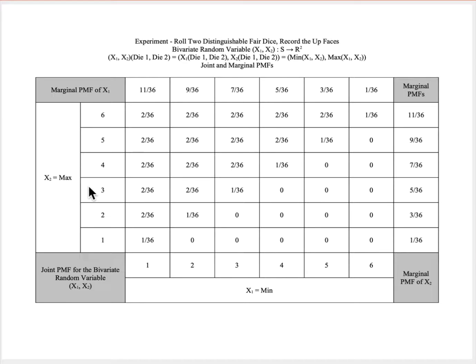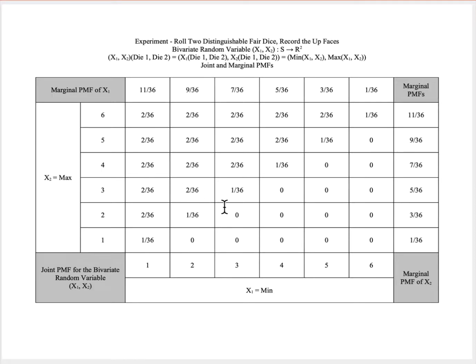We continue on. We want to find the conditional PMF of x1 given that x2 is equal to 3. And so now we're focusing on this row. Okay, we see that there are three positive values taken on by the joint PMF. And so when x2 is equal to 3, there are three possible values that x1 can take on: 1, 2, and 3. To get the values that the conditional PMF is equal to, we divide each of these joint PMF values by the marginal PMF of x2 evaluated at 3, which is 5/36. And so 2/36 divided by 5/36 is 2/5.